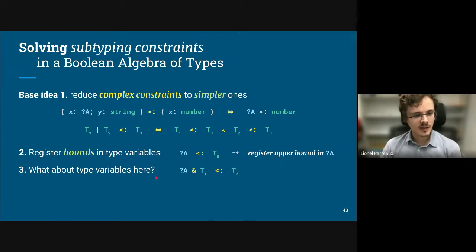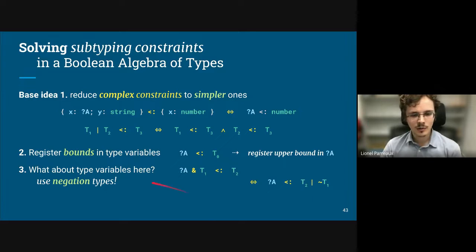But there are some problems. For example, what if you have an intersection on the left and a type on the right which is not a type variable, so you cannot register a bound on it? It's not sound to separate this constraint into two. It's sound to separate this constraint into two subconstraints, t1 less than t2 and t1' less than t2, but that's not necessary, meaning that you will lose principal typing if you do that. So we want to avoid losing information in a constraint like this.